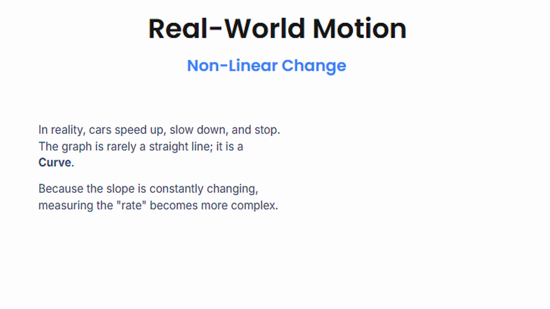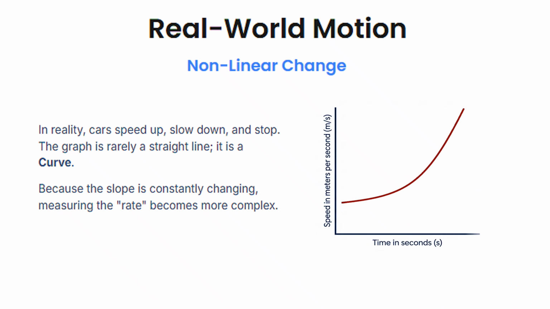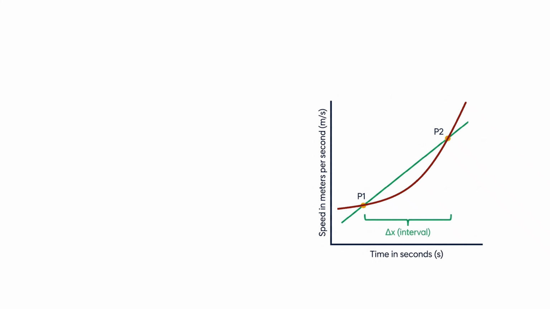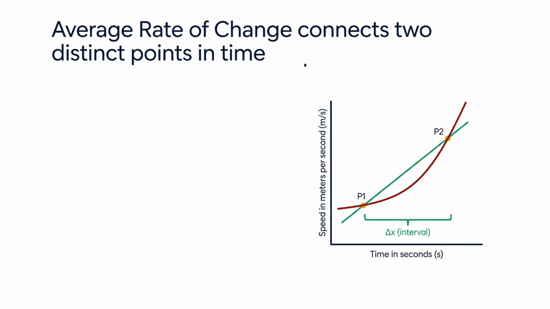In reality, real cars don't move like straight lines. Drivers accelerate, brake, stop at traffic lights, and turn corners. The graph becomes curved, and now the slope changes every second. And measuring the rate is more complex now. Average rate of change connects two distinct points in time.